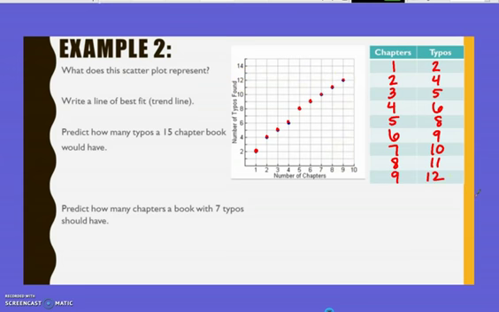So I just put those points there, okay? However many points there are, you need to do that. So then it says, what does the scatter plot represent? So let's just look at this. This says number of chapters, and then this says number of typos found. So we can conclude that the more chapters there are, the more typos are found, right? So I'm just going to shorthand that and put more chapters means more typos.